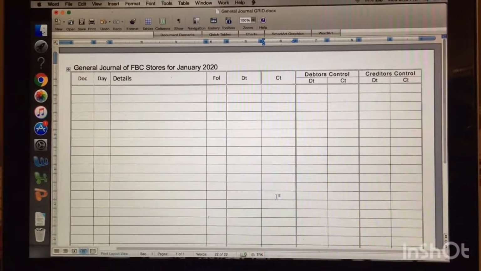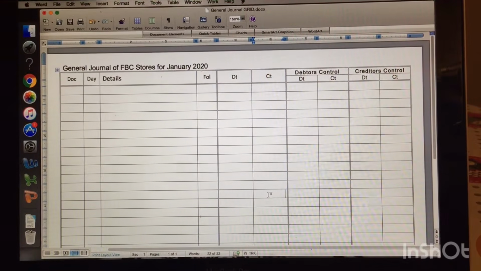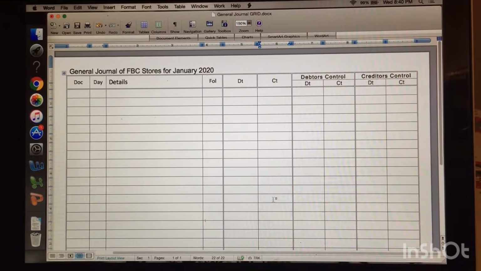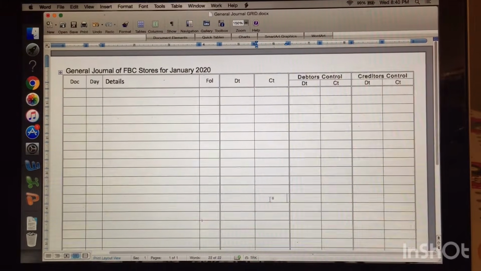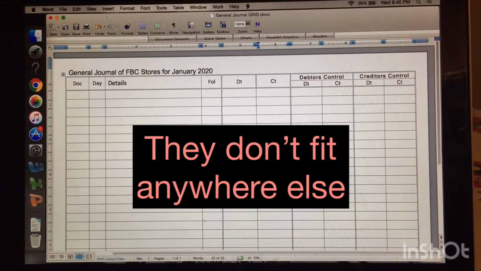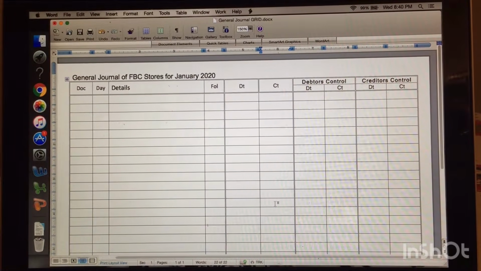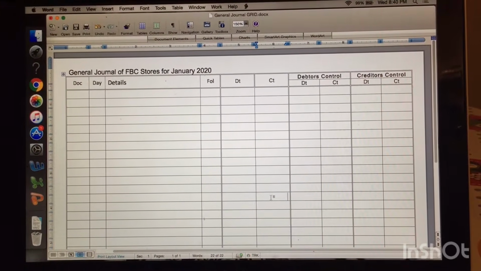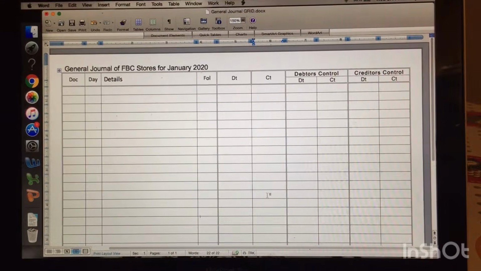So we are going to look at 6 different types of transactions that we enter in the general journal. It's 4 transactions that you don't enter, you can't enter them anywhere else. You can't enter them in the CPJ, CRJ, DJ, DAJ, CJ, CAJ, or even the PCJ. They don't fit. So then we enter them into the general journal.